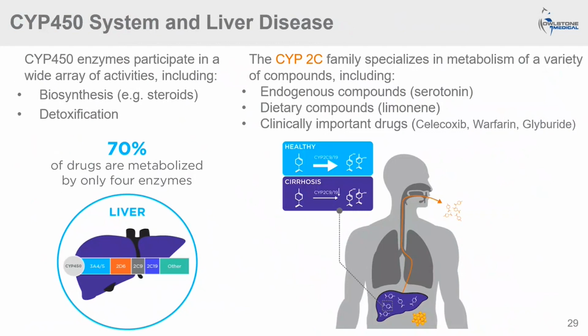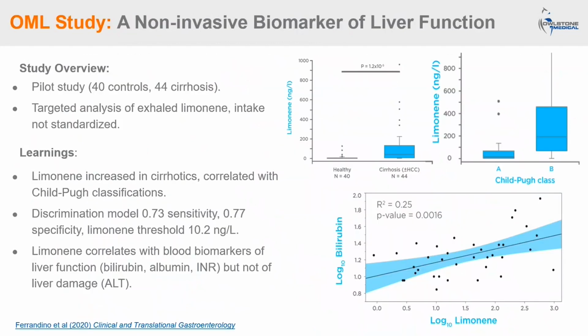In our in-house pilot study with 40 healthy controls and 44 subjects with cirrhosis, we did a targeted analysis of exhaled limonene, and our study supported the published literature, which showed limonene increased in subjects with cirrhosis, and the concentration of limonene was correlated with disease severity, which was assessed with Child-Pugh classifications. The discrimination model showed 0.73 and 0.77 of sensitivity and specificity respectively. In addition, we also found limonene correlated with blood biomarkers of liver function but not liver damage.